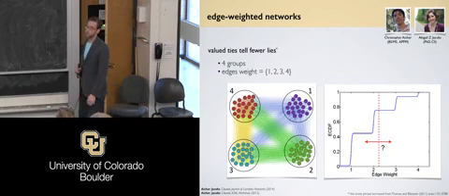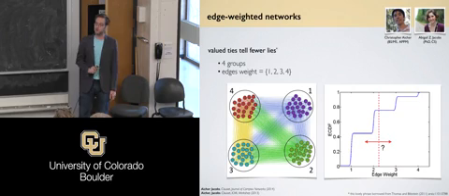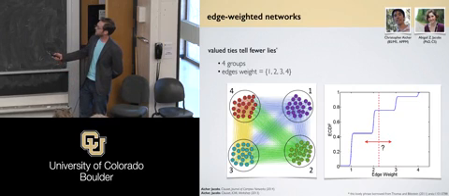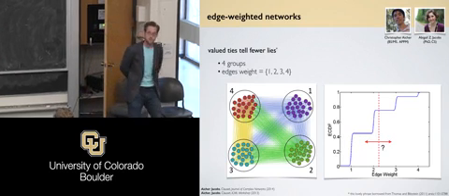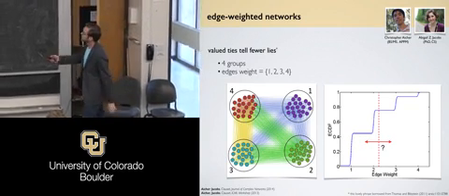So here's a parable to convince you that that's not a good thing to do. I borrowed this phrase, valued ties tell fewer lies, from this excellent paper down here from a couple years ago. But so here's a really simple network that I cooked up, or rather that Chris cooked up for me. So we have 4 groups.